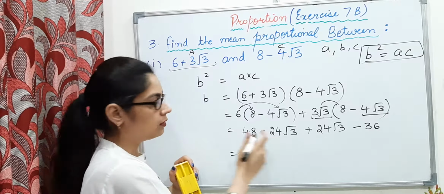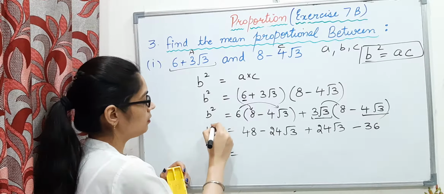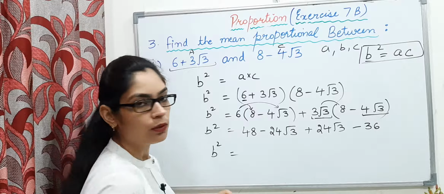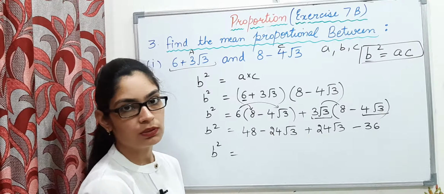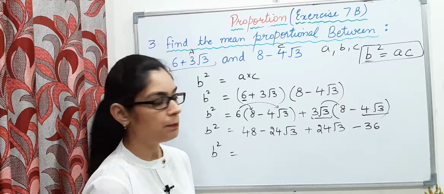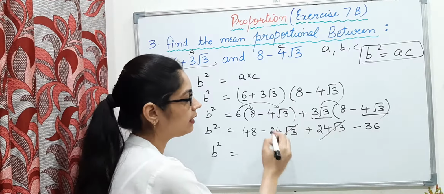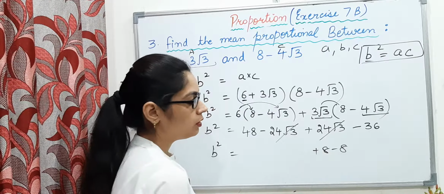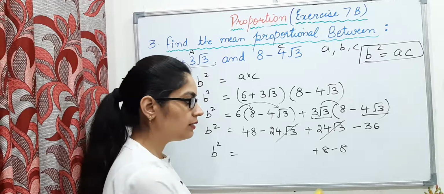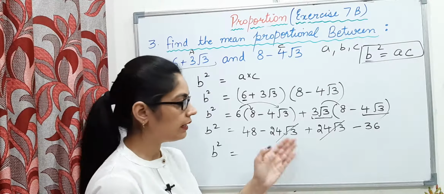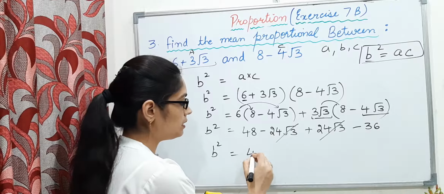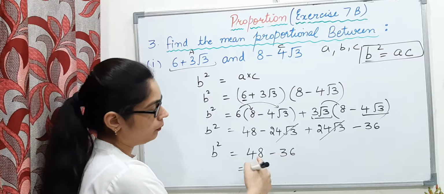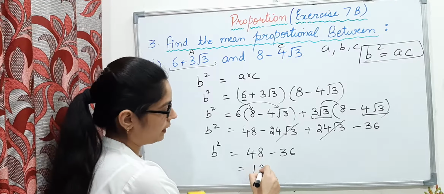Now minus here. b square we can write as it is, because b square is equal to ac. 24 root 3, it's in minus and plus form both. So when two numbers are the same and they are with opposite signs, they will directly get cancelled, because the same number minus itself, like 8 minus 8. When two numbers are the same with opposite signs, they will always give us 0 as the answer. So that is why we can directly cancel. So b square is equal to 48 minus 36. 48 minus 36 we can do, it is equal to 12.